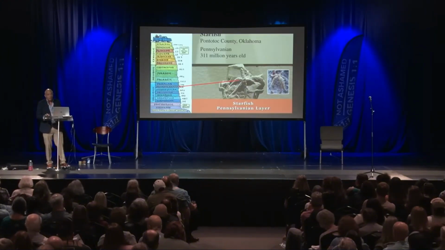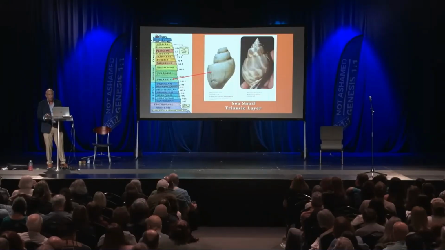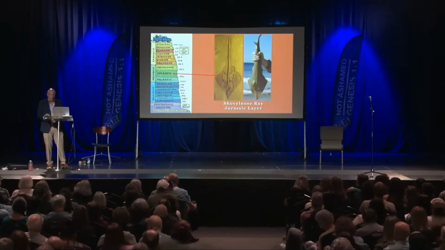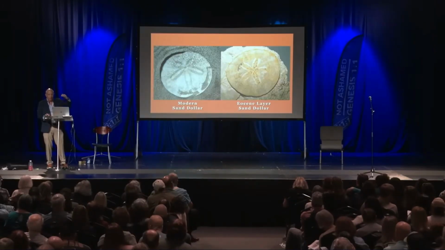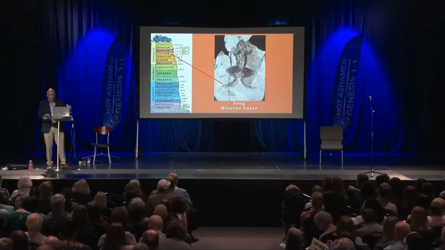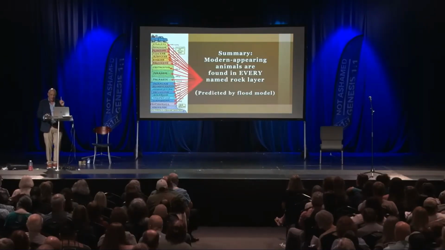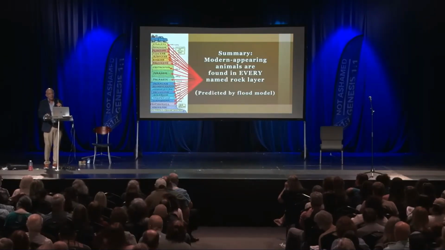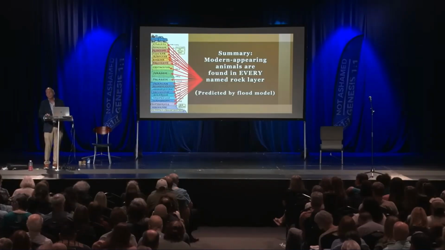Here's a starfish. Here's a lungfish, live at the bottom, the fossil recreation on top. They look like the same animal. A snail, a ray, a sea biscuit, a trumpetfish, and we're going up the layers. Eocene, walnut, frog, sand dollar, coral. You get it? So in reality, modern appearing animals are found in every rock layer. Now that is big news.